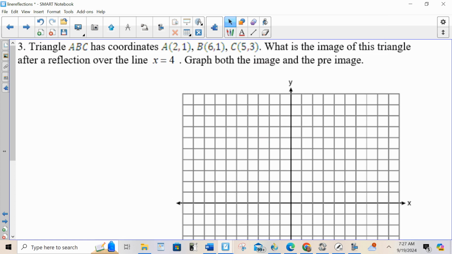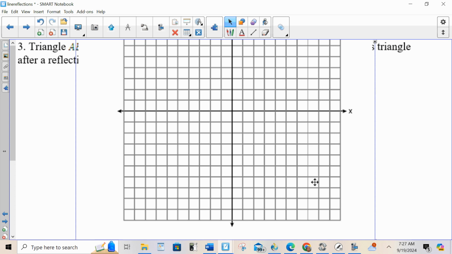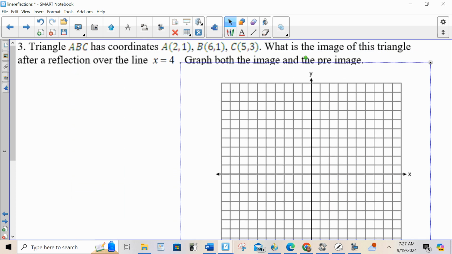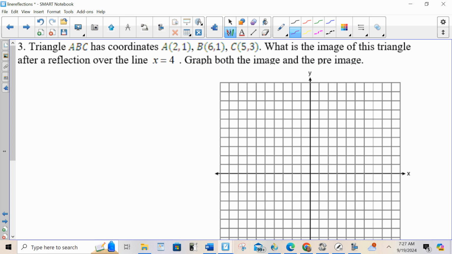Number 3, I've got a graph that's too big. Let's get a little bit smaller. I've got A (2, 1), B (6, 1), C (5, 3). I want to reflect over x equals 4. Well, if you don't know what x equals 4 is, you're not going to be able to do this.